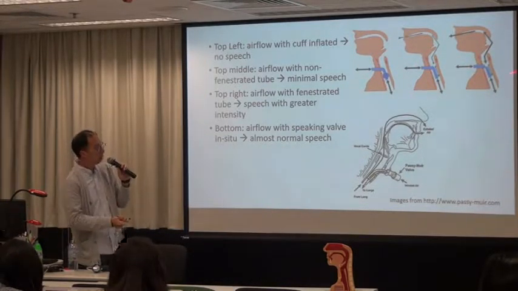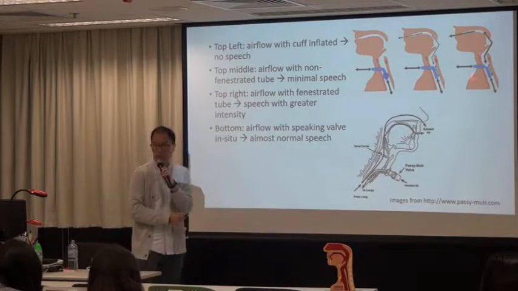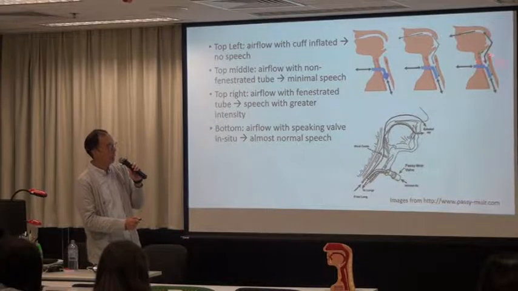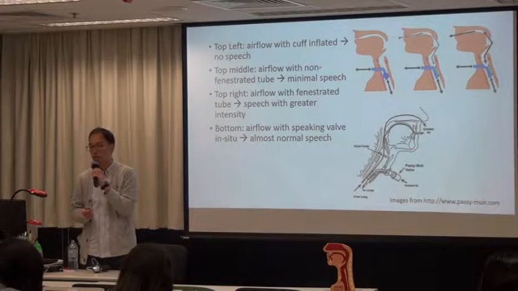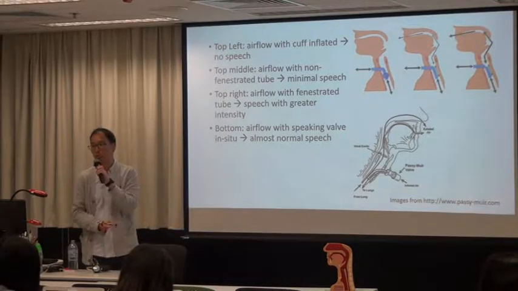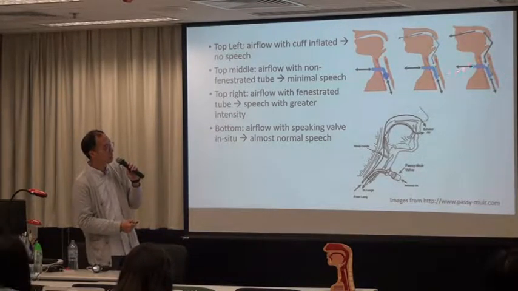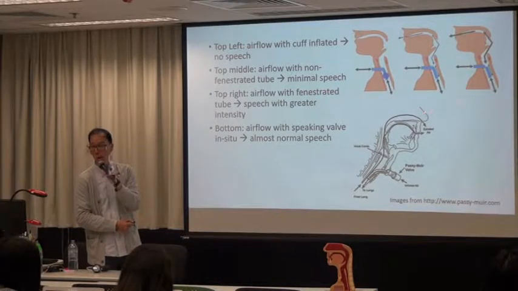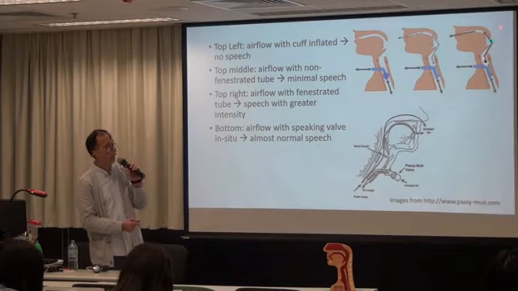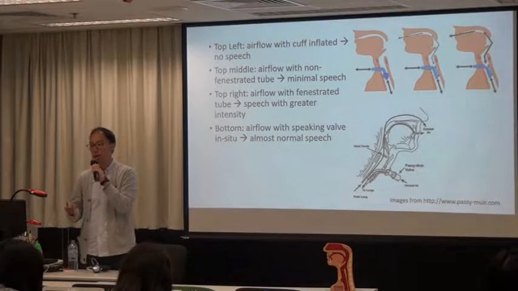Okay. On the third condition, when you have a fenestrated tube, this pathway here has lesser resistance. So when it has lesser resistance, when the patient exhales, where is the air going to go? It's going to go out through. Some of it is still going to go out here through the tracheostomy tube, but more air is going to go out through the fenestration and then into the glottis, and the patient can speak.